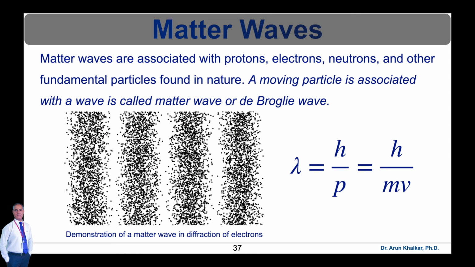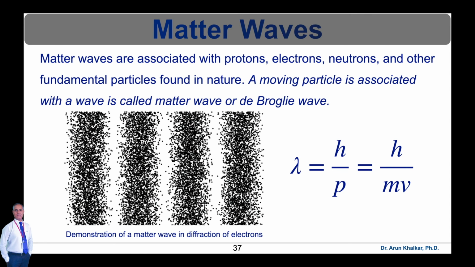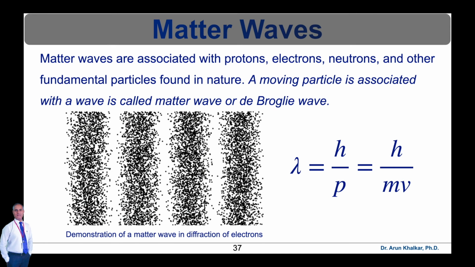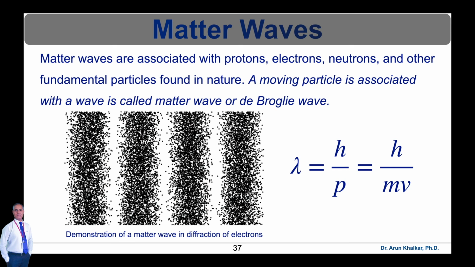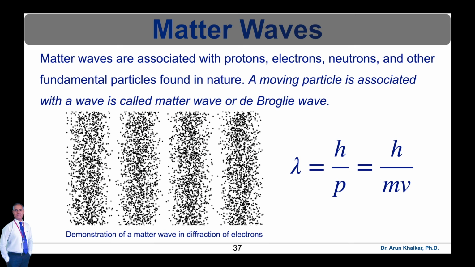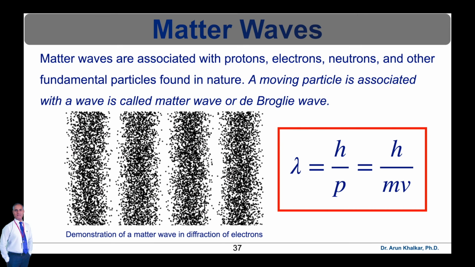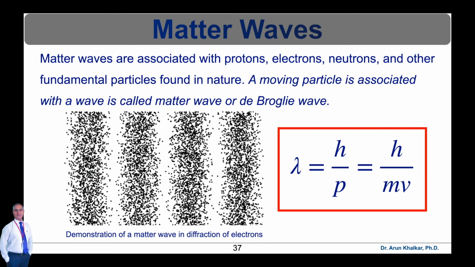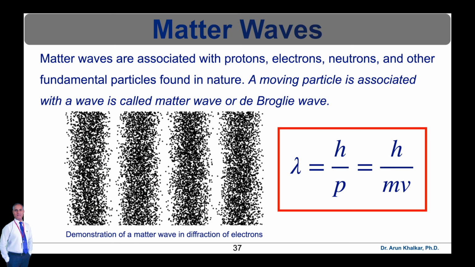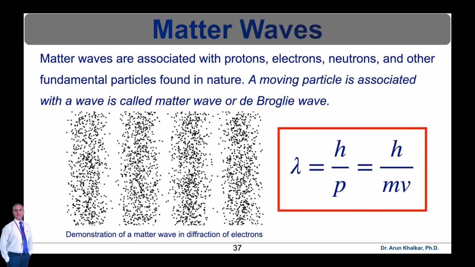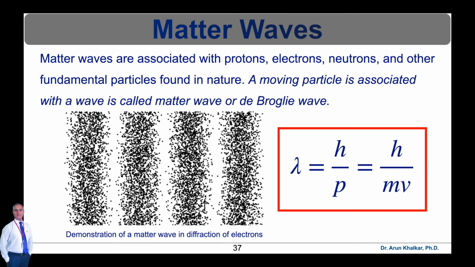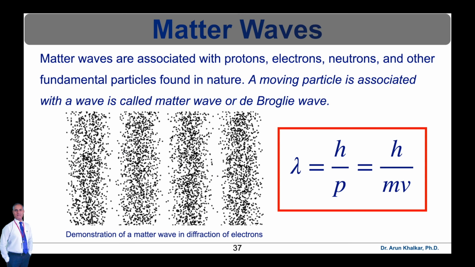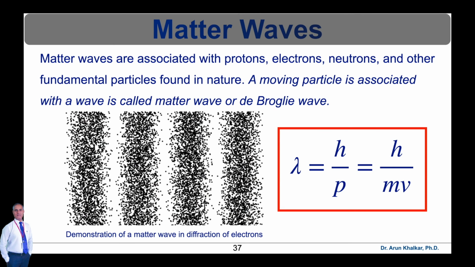The de Broglie wavelength is the wavelength, that is lambda, associated with a massive particle, that is a particle with mass as opposed to a massless particle, and is related to its momentum, that is p, through Planck's constant, that is h. So we have the equation wavelength lambda is equal to h upon p, which can be written as lambda is equal to h upon mv. The demonstration of matter waves in diffraction of electrons is shown in this animated figure. So from this explanation, one important point is clear: a moving particle associated with a wave is called a matter wave, or simply we can say de Broglie wave.